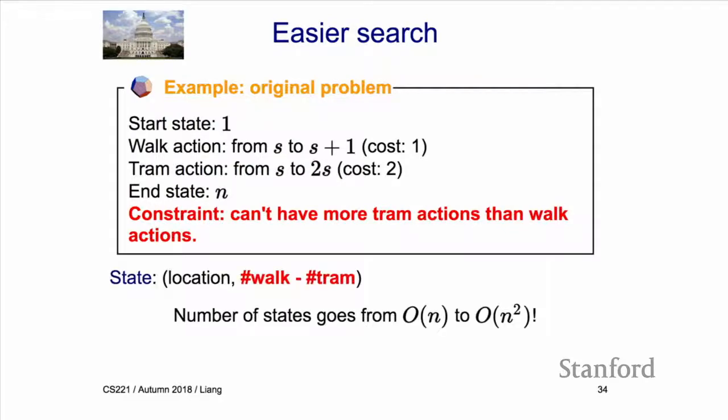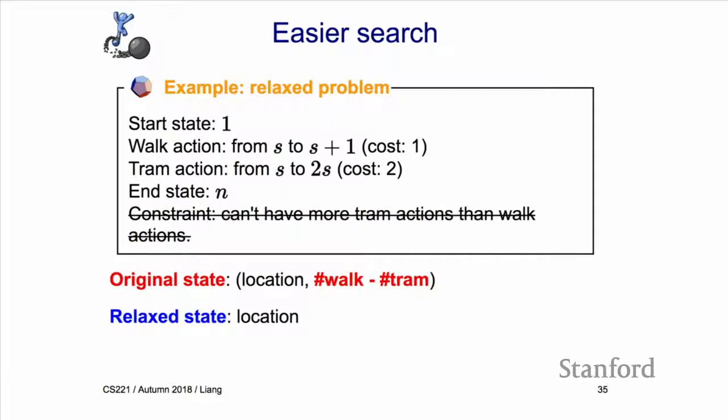And the solution that we proposed at that time was to take our current location, but also remember the difference between the number of walking actions and the number of tram actions. This difference is necessary to make sure you don't do too many of one action. But now, that blows up the state space of our search problem. So we went from having O of n states, which is just the number of locations, to O of n squared states. And that means that you're going to have to do more computation. So that's expensive.